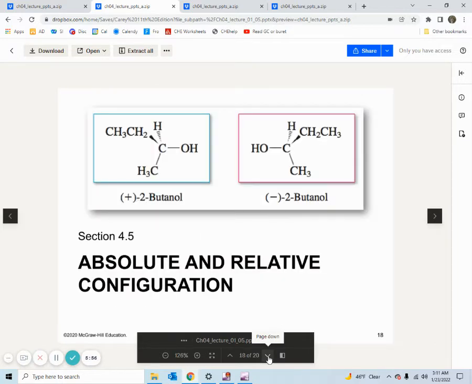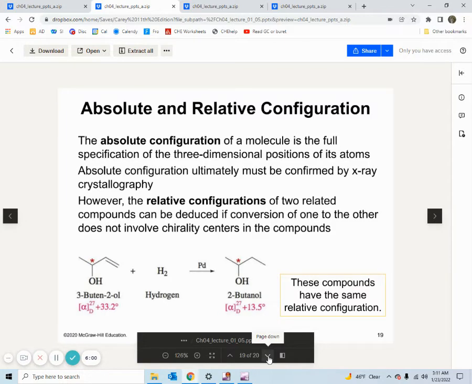Section 4.5 looks at absolute and relative configuration. The absolute configuration of a molecule is the full specification of the three-dimensional positions of its atoms. Absolute configuration ultimately must be confirmed by X-ray crystallography. However, the relative configurations of two related compounds can be deduced if conversion of one to the other does not involve chirality centers in the compound.